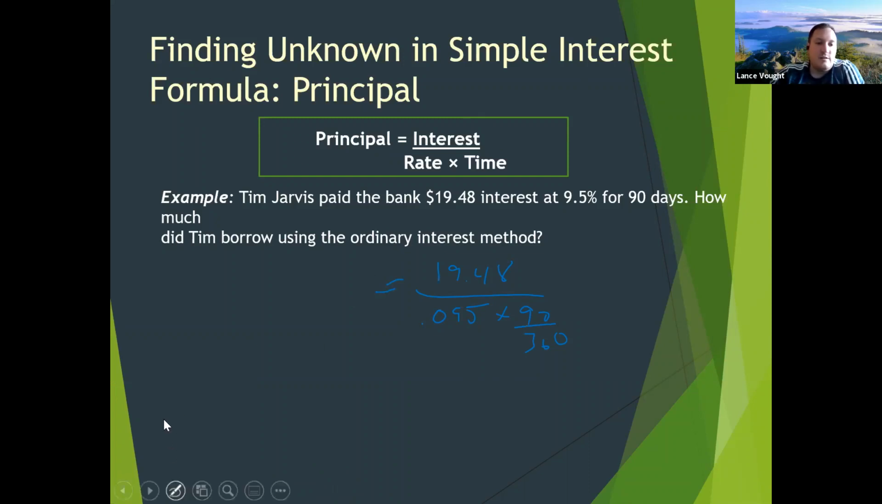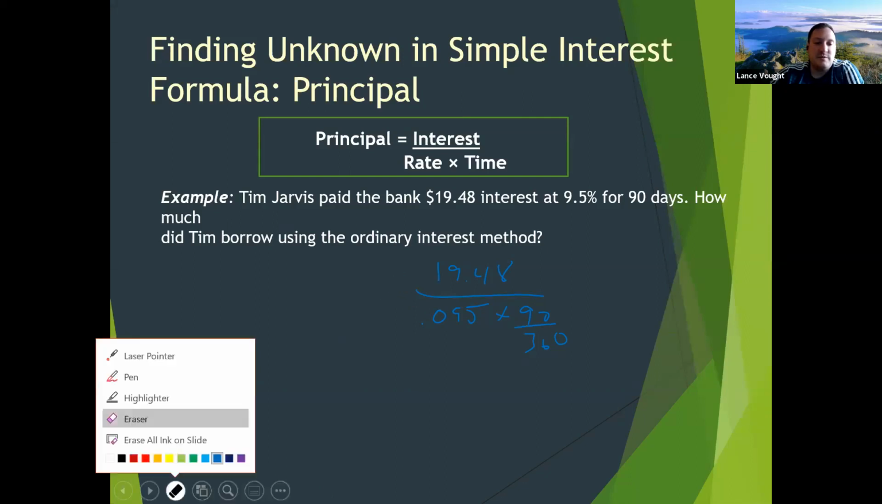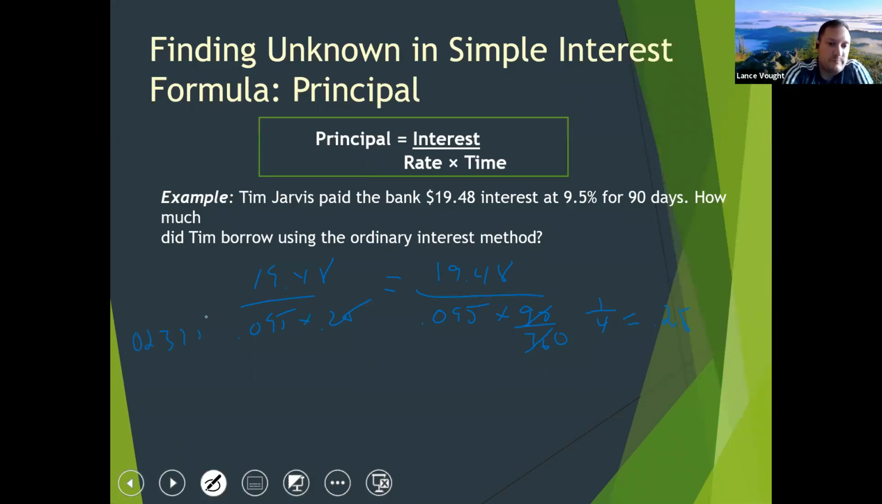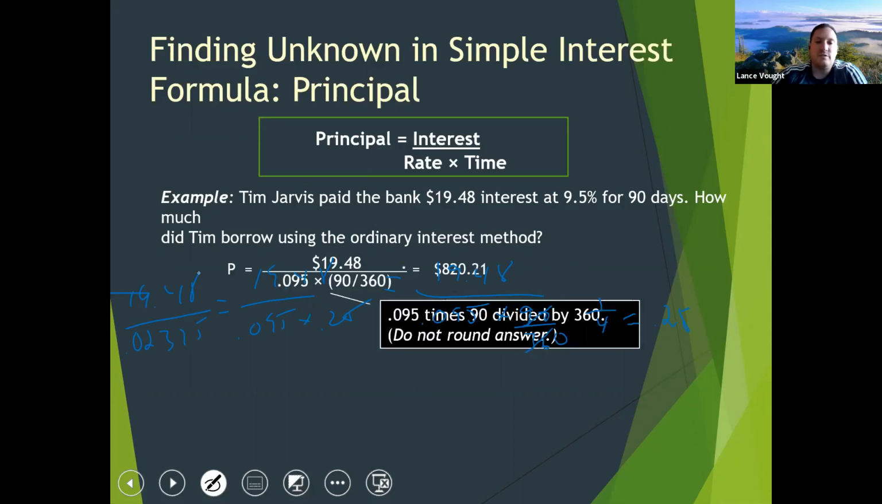Now, can 90 over 360 be reduced to something further? This becomes 1/4, which is 0.25. So really this is 19.48 over 0.095 times 0.25. And so what is 0.095 times 0.25? That's 0.02375. $19.48 over that should give you about $820.21.